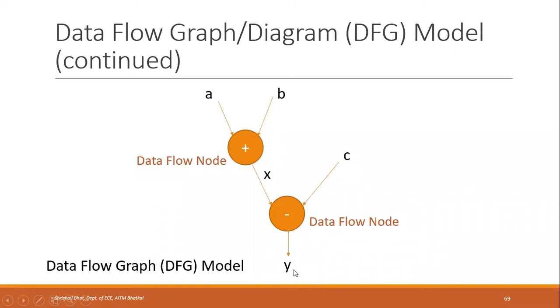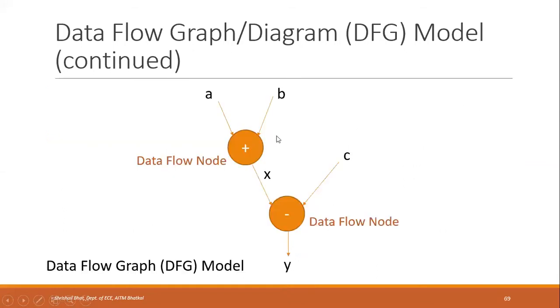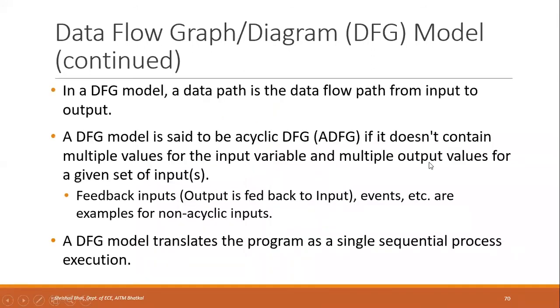If things are as simple as this, which involves only some computations or operations on particular input data, and we obtain output data, we can represent them simply as in the case of a data flow graph model, that is the DFG model. In a data flow graph model, a data path is the data flow path from input to output. This is called the data path from the input to output. Whatever path we have is called the data path, which includes the inputs and the operations on them.